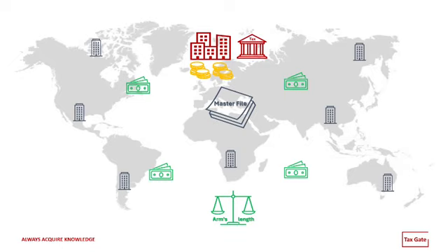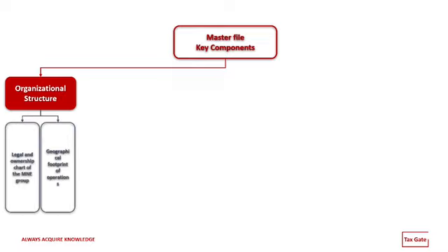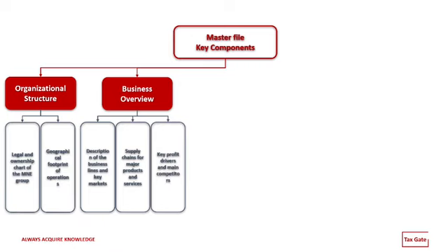Well, now let's talk about the key components of the master file. The master file contains 5 key sections as follows. The first section would include information on organizational structure covering the following. Legal and ownership chart of the multinational group. Geographical footprint of operations. Also, one of the key components is to provide a business overview including the following. A description of the business lines and key markets. Supply chains for major products and services. Key profit drivers and main competitors.